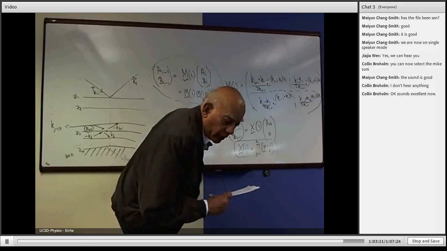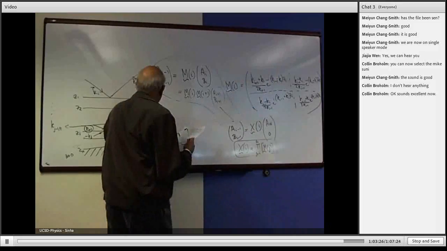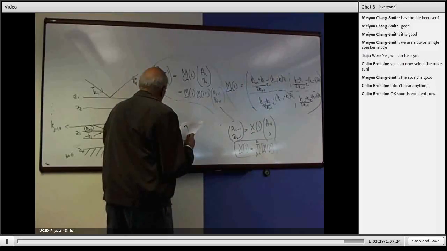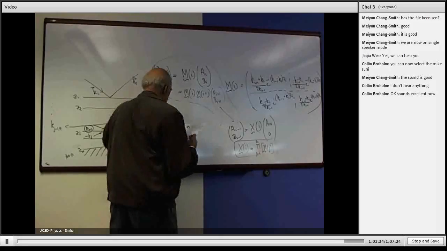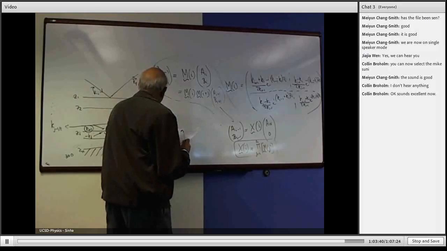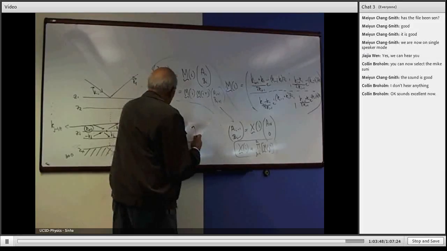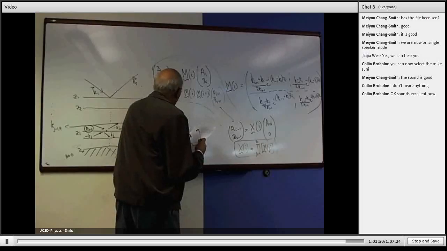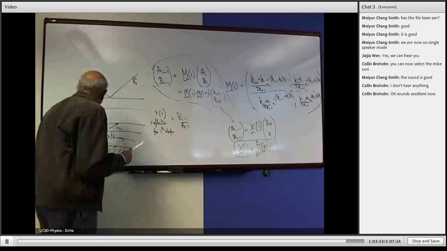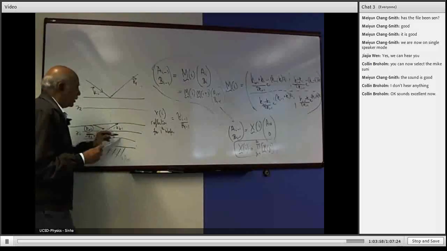How are we doing with time? So anyway, let me just finish this quickly. The reflectance coefficient for the ith interface. So this is the reflection coefficient for the ith interface, is equal to b_{i-1} over a_{i-1}. That is the ratio of this wave to this wave. That's the reflectance coefficient from this interface.